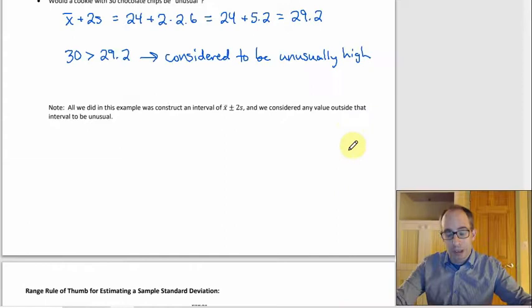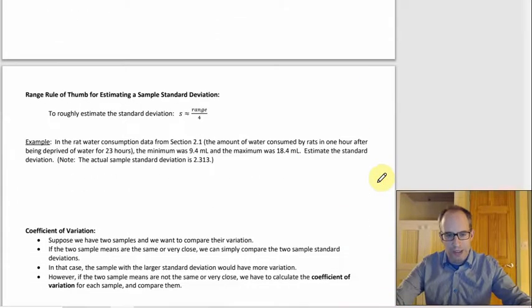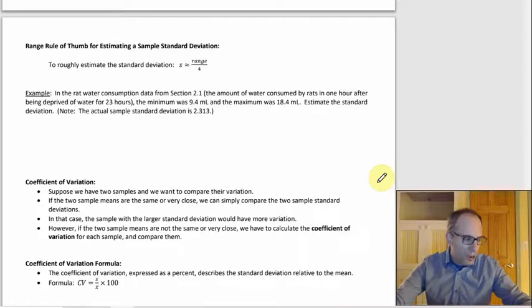And that is a big thing, like in our book and therefore in the homework, that concept, that range rule of thumb, going 2 standard deviations away. It has a tendency to show up not just in this section, but also going forward.